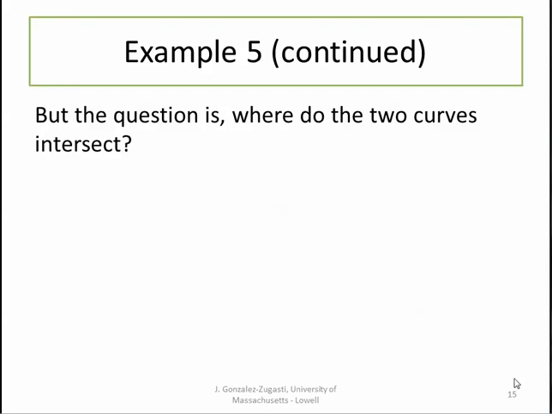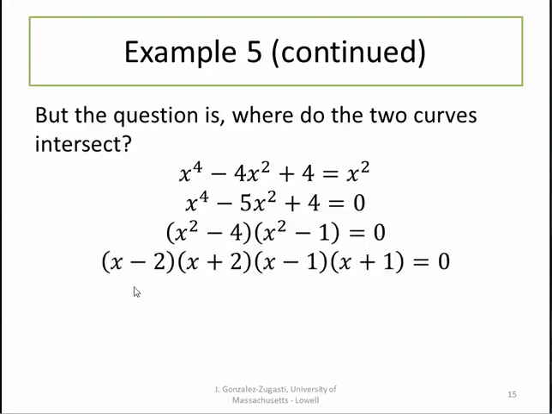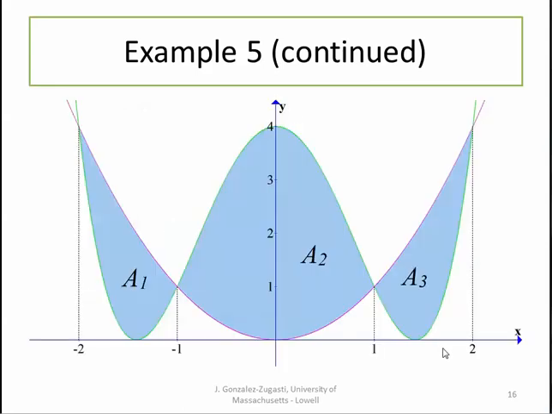Where do the two curves intersect? Well, the way to figure it out is you set the two equations equal to each other. You bring all the terms to one side of the equation. You fully factor it. And now you know that they're going to be equal to each other when x is equal to 2, -2, 1, and -1. So let's draw a sketch of what it's going to look like.